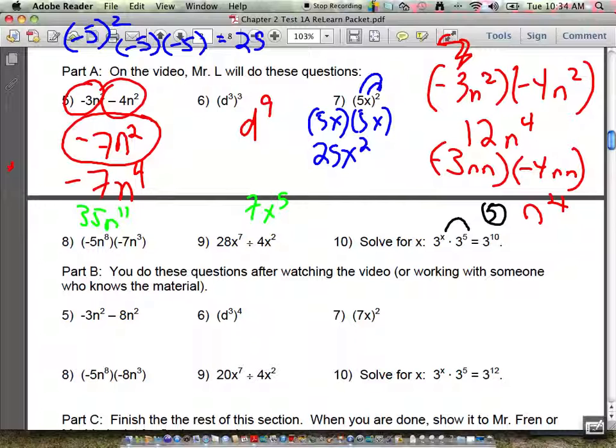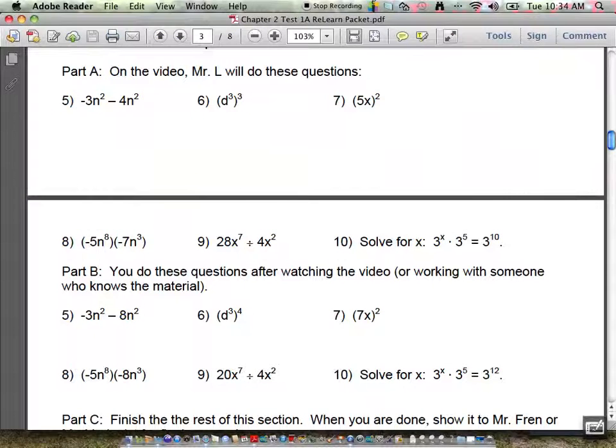Could be a little more formal if you wanted to. You could write x plus 5 equals 10 and subtract 5 from both sides. I don't know that you have to get that methodical about it, but you could if you wanted to. Okay? All right, so that's part B of the thing entirely done.